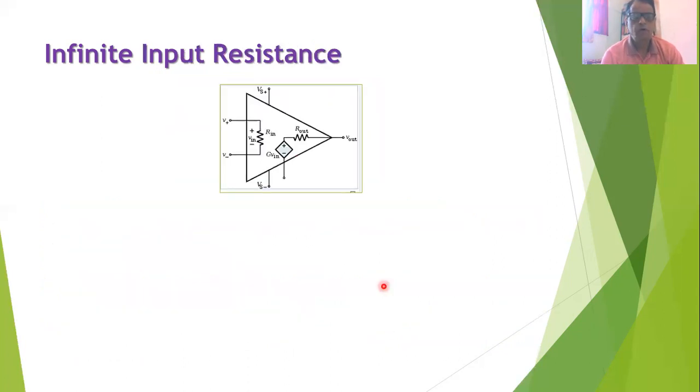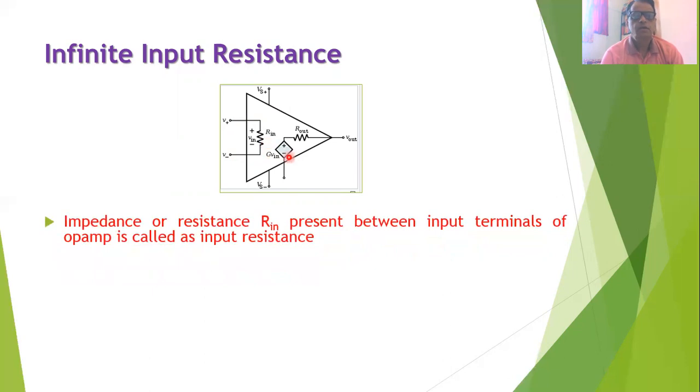Now we will go for understanding what we mean by the input resistance of the operational amplifier. This is the equivalent circuit of the operational amplifier, where you will find that there are two input terminals, non-inverting input and inverting input, and there is some resistance present between these two input terminals, and this resistance is called the input resistance of the operational amplifier. So the input impedance or resistance present between the input terminals is called the input resistance.